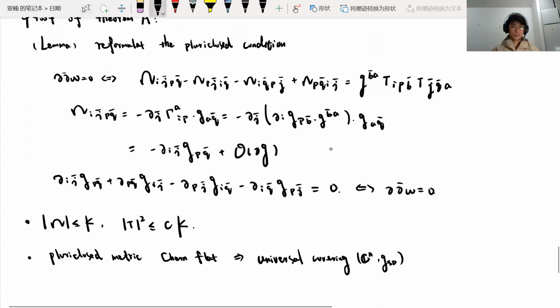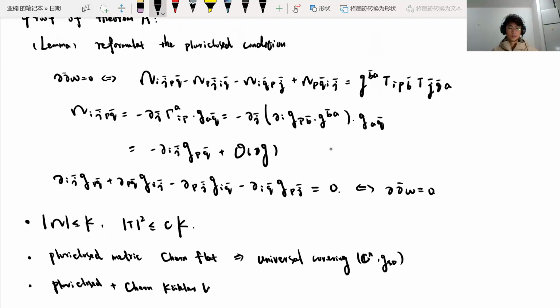And also for the Kähler-like condition, it is the same. If the Chern connection is Kähler-like, or we call it Chern Kähler-like, then it is also Kähler. So maybe we would like to consider Bismut Kähler-like for the flow.